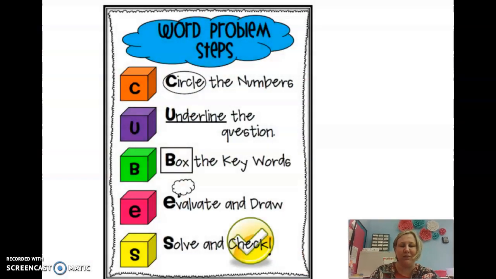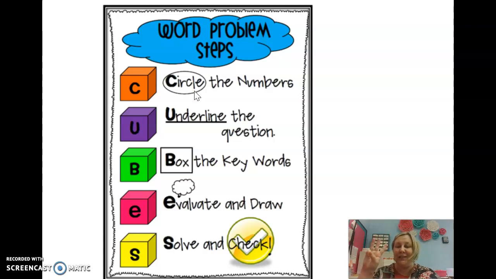Let's get started. To help me solve a word problem, I use an acronym called CUBES. And let me share what that means with you. When I go to solve a word problem, the first thing I do is I circle the numbers. The second thing I do is I underline the question. And I say it funny just to help me remember it. So we underline the question.